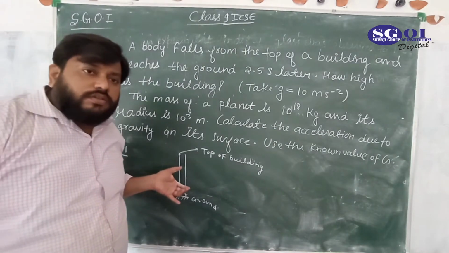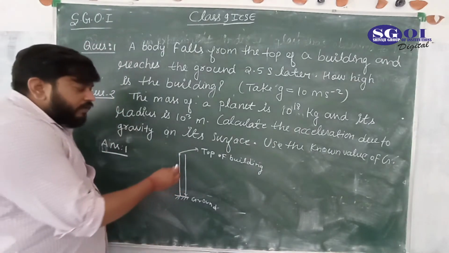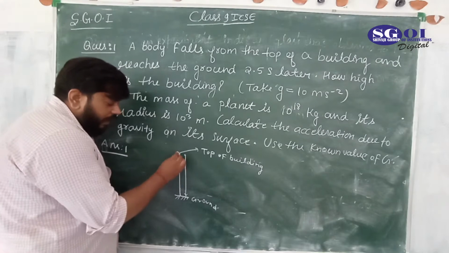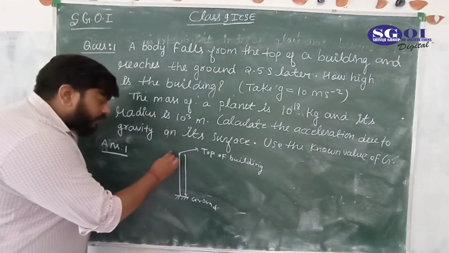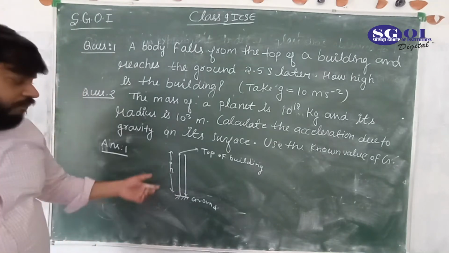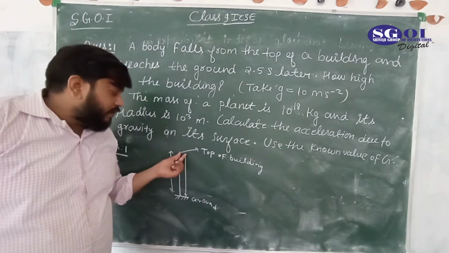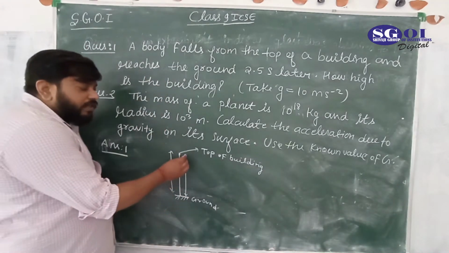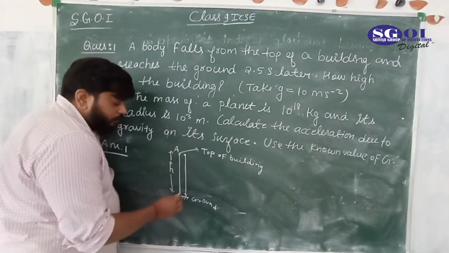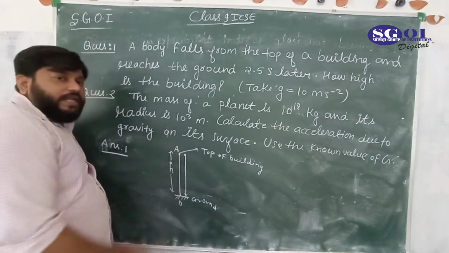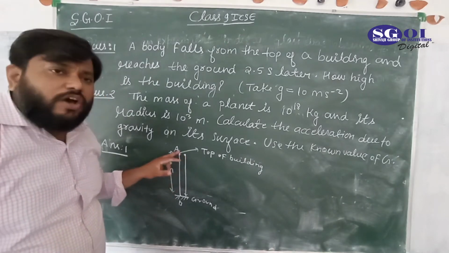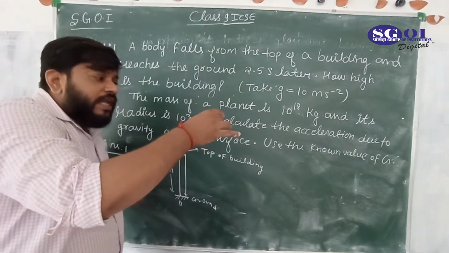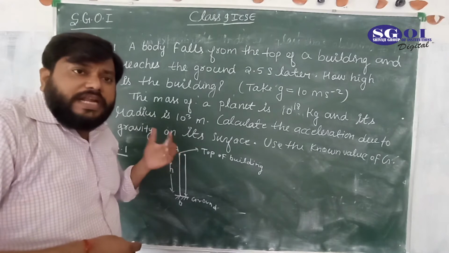You have to understand that when we drop an object from a certain height, suppose this is h, the height of the building, and we have dropped this body from height h, which is the top of the building. Suppose this is point A and this is the ground, point B. At point A, at the top of the building, what is the velocity of the body? We have just dropped it at that point. It means at that point, the body is at rest.